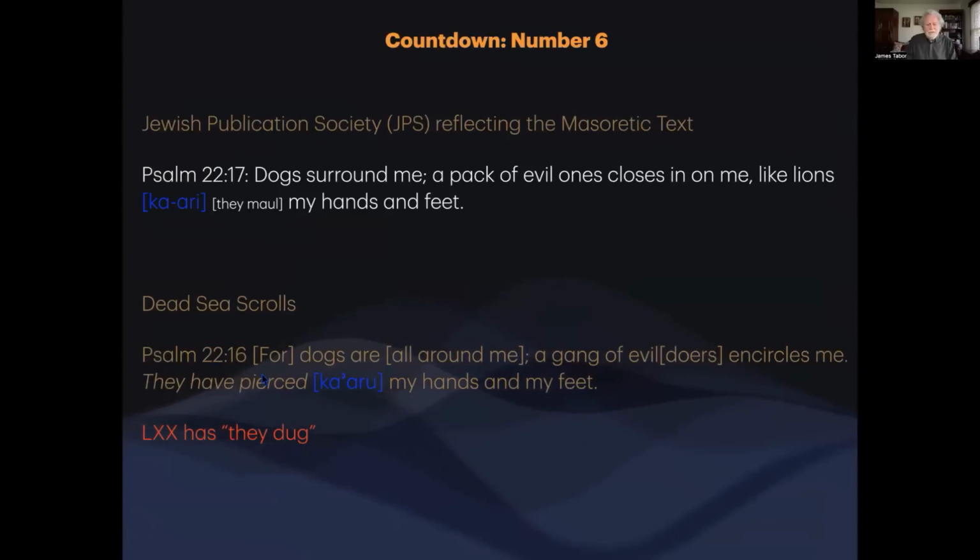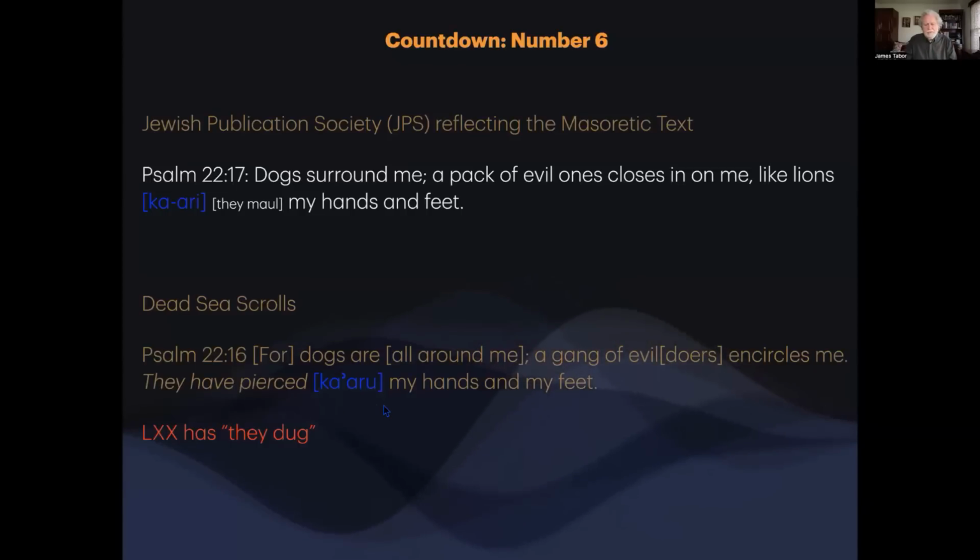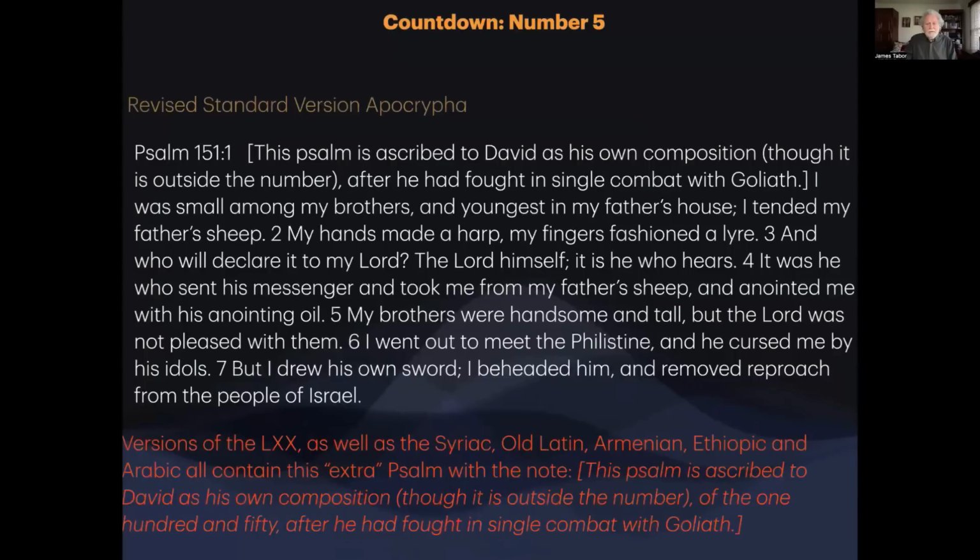But in the Dead Sea Scroll copy, "Dogs are all around, a gang of evildoers encircles me. They have pierced my hands and feet." So you see the claws of the dogs are digging into your hands and feet. And Christians later use this in the New Testament to say, well, this isn't just King David. This actually prophetically refers to Jesus because his hands and feet were pierced. Anyway, now this is new.